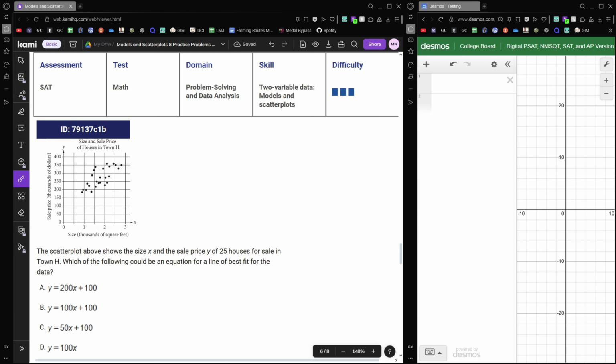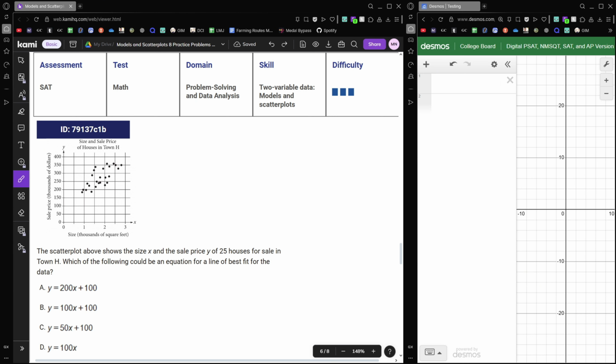Question number 6. The scatter plot above shows the size x and the sale price y of 25 houses for sale in town H. Which of the following could be an equation for a line of best fit for the data? Here, our best option is probably going to be making our own line, because I don't think any of us can tell the difference between a slope of 200, 100, or 50. Although I'm pretty sure we can all guess that the y-intercept isn't going to be at 0, so it's probably not going to be D.